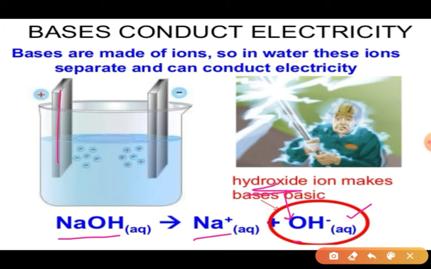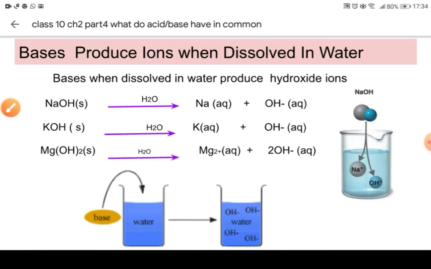So we have taken 2 electrodes, and between these 2 electrodes, we have applied a battery. So we see that this NaOH compound starts producing ions. It splits into Na plus and OH minus ions. So this is how it conducts electricity.